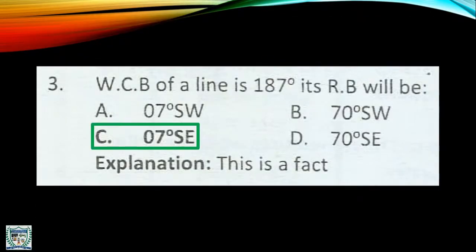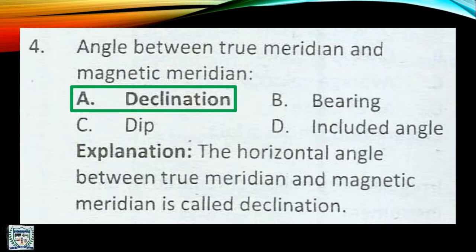Question 3. Whole circle bearing of a line is 187 degree. Its reduced bearing will be calculated like this: 180 degree. So 187 degree minus 180 degree, so 7 degree in southwest. It's a fact. Question 4. Angle between true meridian and magnetic meridian. So the option A, declination. The horizontal angle between true meridian and magnetic meridian is called declination.